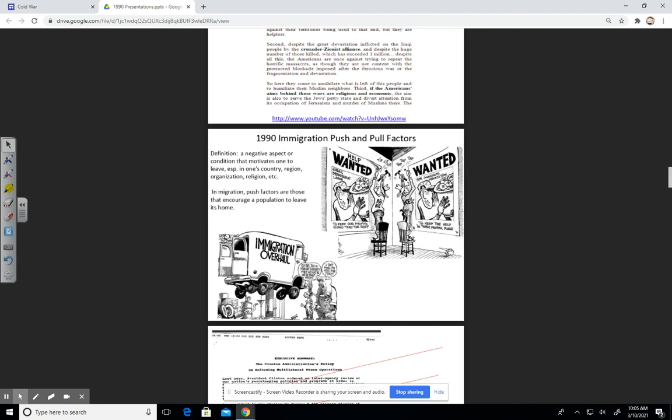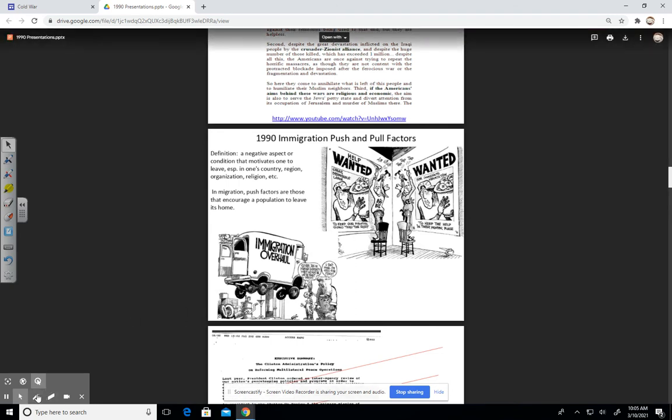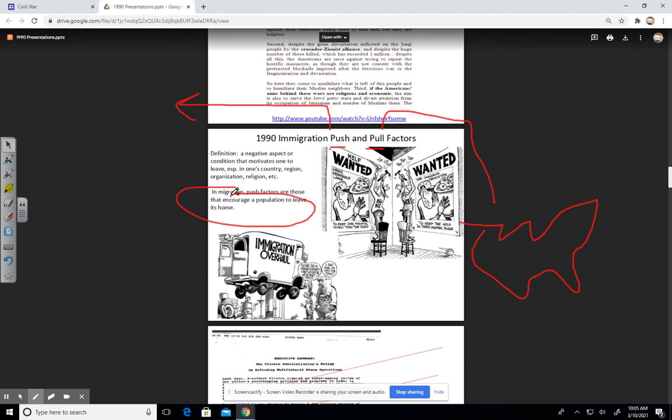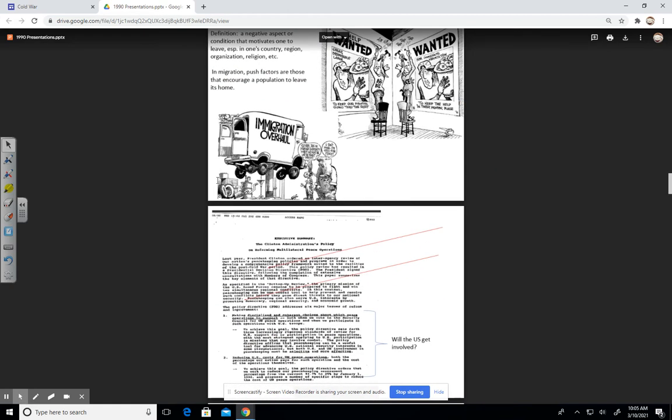Immigration push and pull factors. So if we don't know what these terms mean, they're pretty much looking at immigration, what is going to push people to leave, and what is going to pull people into the United States. And so that's kind of what this one here is about, as I give you the definition here. So we're looking at some of the migration patterns with regard to the United States.